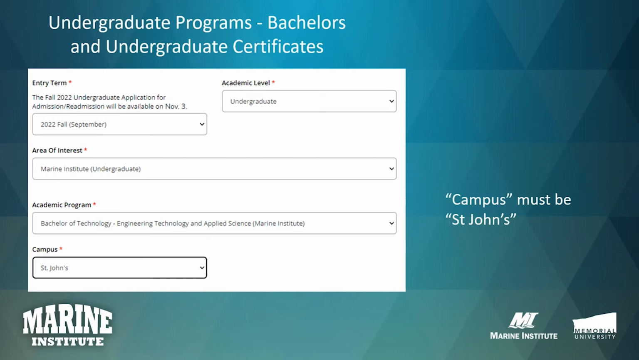For academic level, the option must be undergraduate. For area of interest, it must be Marine Institute undergraduate. And for academic program, students will have the option to pick between our 2 Bachelors of Technology, our 2 Bachelors of Maritime Studies, and our Certificate in Leadership. Finally, the most important point we want to emphasize is that campus must be selected as St. John's for our undergraduate programs.